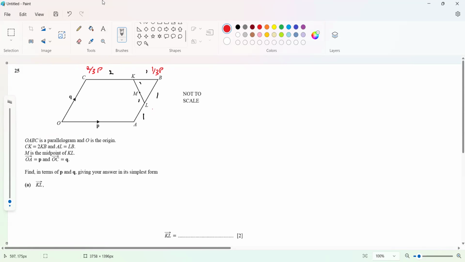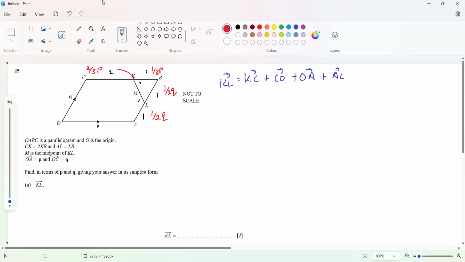So it applies for AL, LB as well. This will be 1 over 2Q, and this will also be 1 over 2Q because they are split in half. They are equal to each other, right? So from here, we can work out KL easily. KL would simply be K to C plus C to O plus O to A plus A to L, right? So basically, I'm taking a track moving from K.